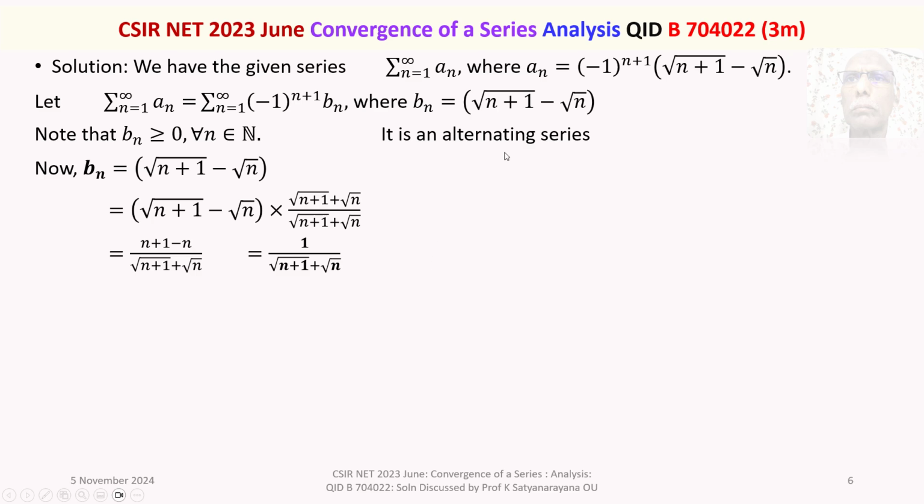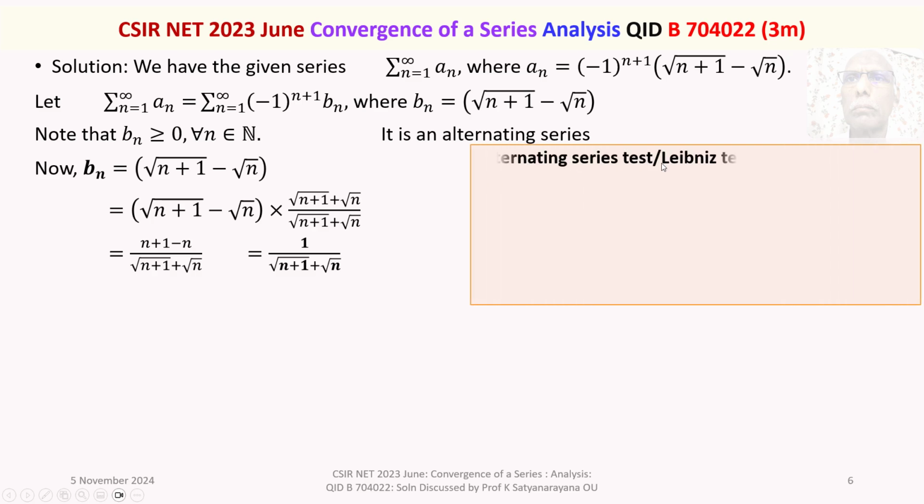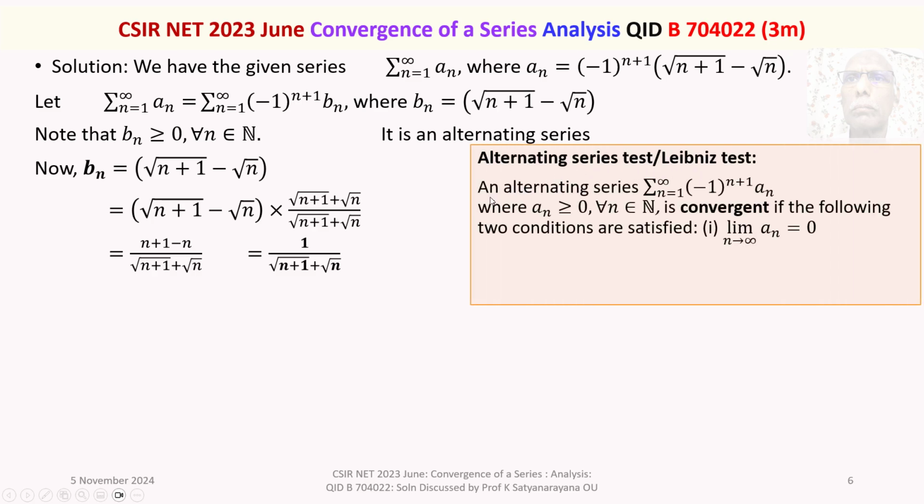Now we recall the alternating series test, the so-called Leibniz test. You all know that the alternating series sigma n equals 1 to infinity (-1)^(n+1) times a_n, where a_n is greater than or equal to 0 for all n belonging to N, is convergent if the following two conditions are satisfied. First condition, the limit as n tends to infinity of a_n is 0. The second condition, the sequence a_n is monotonically decreasing, that is a_(n+1) is less than or equal to a_n for all n belonging to N. If these two conditions are satisfied, then it is convergent.